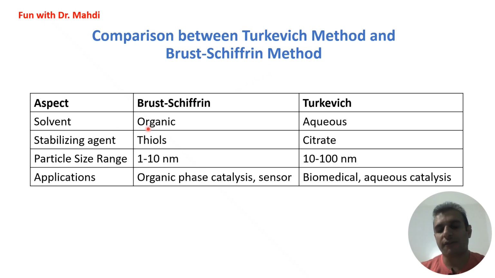Now I would like to make a comparison between the Turkevich method and the Brust-Schiffrin method. In the Brust-Schiffrin method, the solvent is organic. We have nanogold in an organic solvent, but for Turkevich the solvent is aqueous. In Brust-Schiffrin the stabilizing agent is thiols, but for Turkevich it's citrate. The size of nanogold in Brust-Schiffrin is between 1 to 10 nanometers, but in the Turkevich method it's between 10 to 100 nanometers. The nanogold synthesized by Brust-Schiffrin could be used for organic phase catalysis and sensors, but for Turkevich it could be used in biomedical and aqueous catalysis.